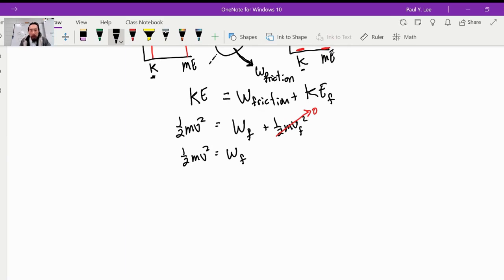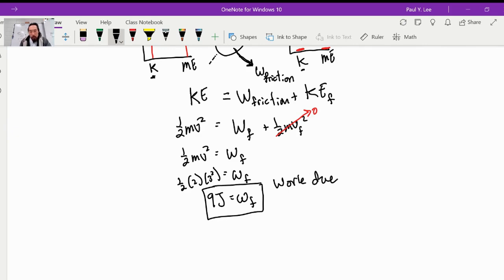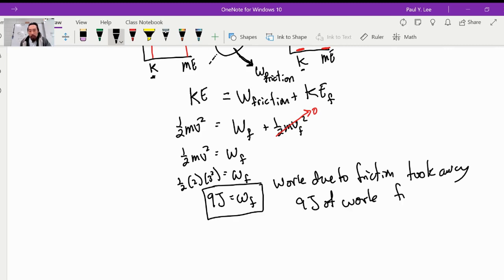And at this point, you can plug in the numbers. 1/2 times 2 times 3 squared equals the work due to friction, and that gives us a total of 9 joules. So the work due to friction took away 9 joules of work from the system.